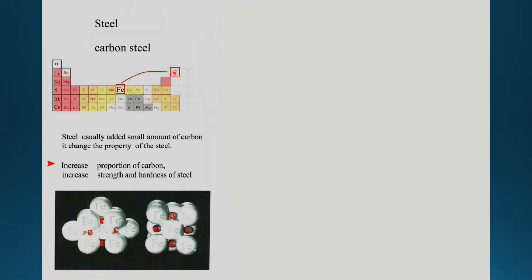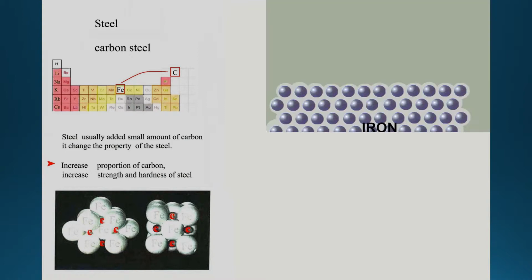Carbon, this small atom, has 4 bonds. And these 4 bonds nicely fit into the holes of the iron, which can block this slip plane and make the iron totally unmovable. I give an example. When you have an iron, you drop something very heavy onto the iron, and what will happen?